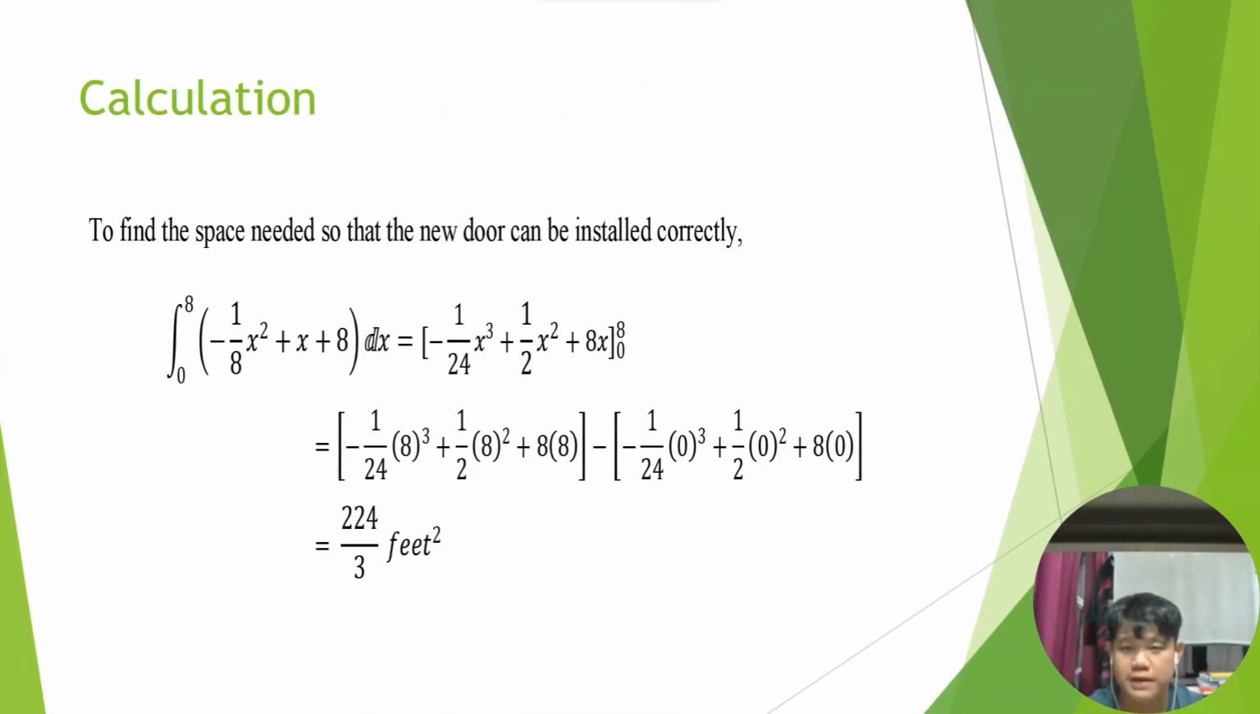So to find the space needed so that the new door can be installed correctly, we need to find the area bounded by the x-axis, x equals to 0, x equals to 8, and the equation. Hence, integration is applied, and the space needed is 224 over 3 feet square.